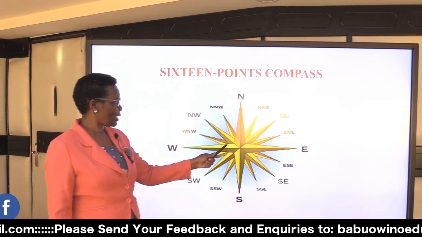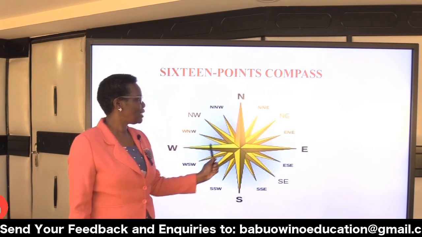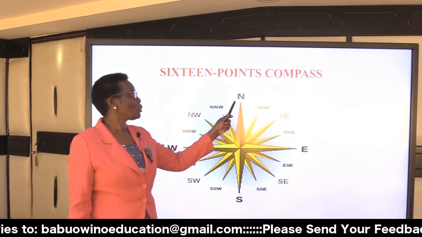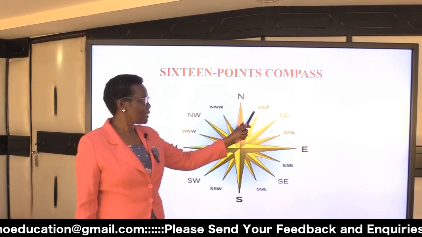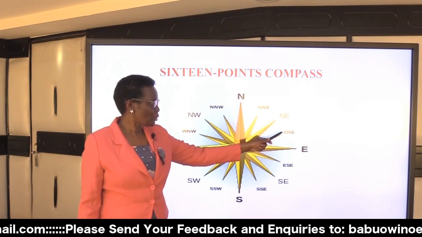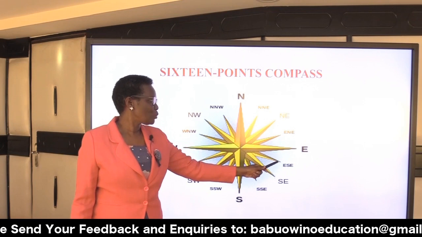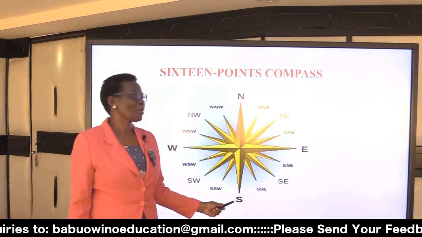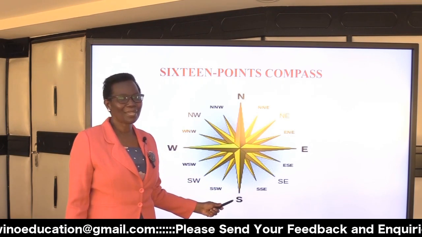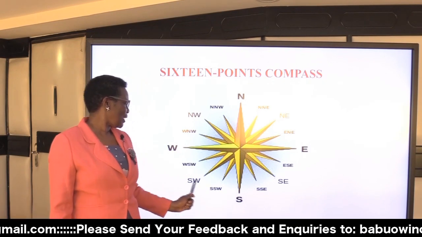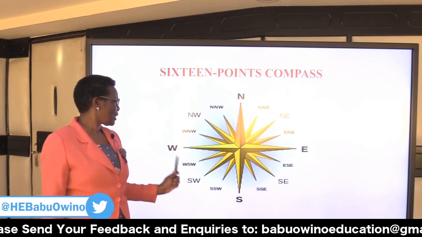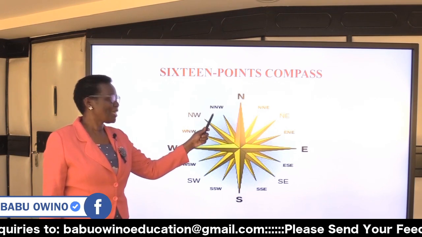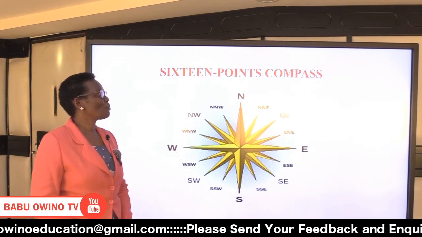We also start from the north. You can see this one is even marked in another color, different from all the rest. So the needle of the compass is always pointing to the north. So we start from north. Then we have north-northeast. Then northeast. Then east-northeast. Then we go to the east. From the east, we go to east-southeast. Then southeast. South-southeast. Then now we come to south. Now we have gone half. We climb again. We go south-southwest. Then southwest. West-southwest. Then we go to the west. West-northwest. Northwest. North-northwest. Then we return to the north. That is called the 16-point compass.